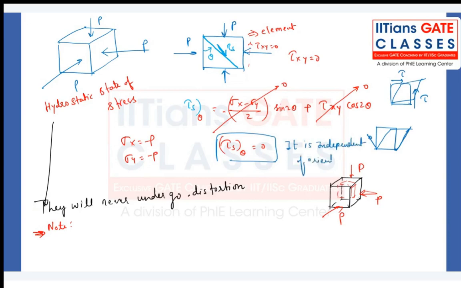orientations of planes. That means whether you rotate theta equal to 0, theta equal to 90, theta equal to 45, theta equal to 30, theta equal to what? 46 degrees, theta is equal to what? 76 degrees, theta is equal to what? 200 degrees, whatever the degree you rotate it, everywhere tau s theta will be 0, right? So make a note of it.